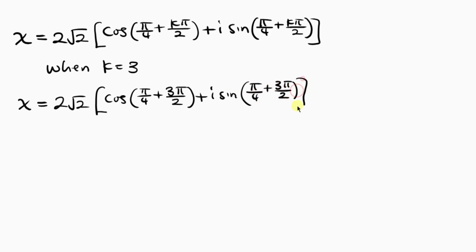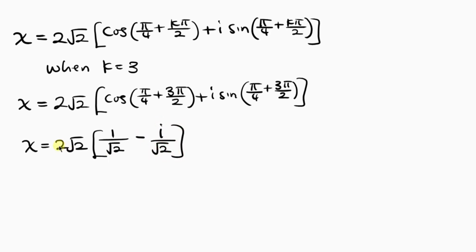That's it. So this becomes x equal to 2 root 2. This first expression gives a value of 1 all over root 2. But this second expression gives a value of negative 1 all over root 2. And when you multiply that by i, you get negative i all over root 2. Now let's expand the bracket. This will give 2 minus 2i. And there you have it.